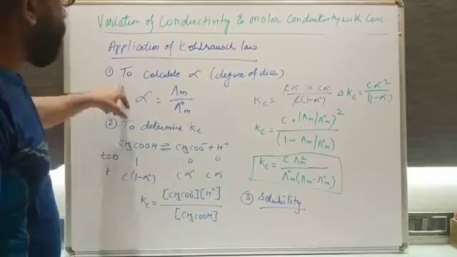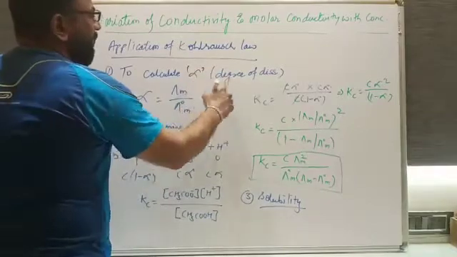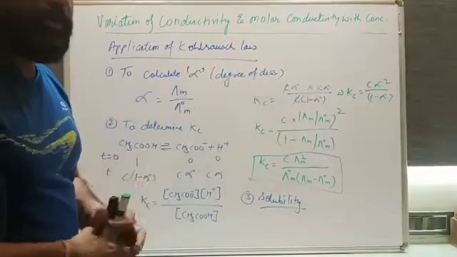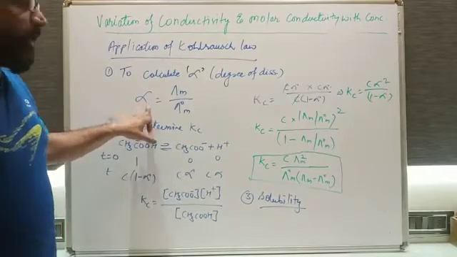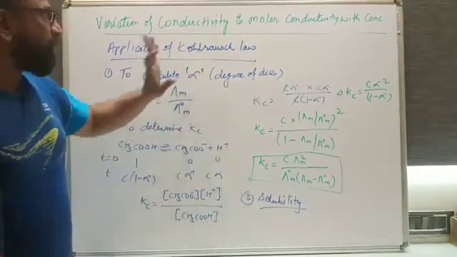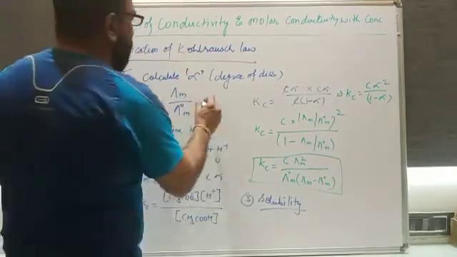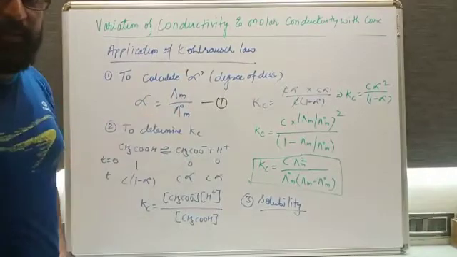The first one is to calculate alpha. Alpha is the degree of dissociation. Degree of dissociation means how much an electrolyte has dissociated. So the formula is alpha equals molar conductivity divided by the limiting molar conductivity. This was given by the Kohlrausch law. This can be taken as equation number 1. By using this formula, we can calculate the degree of dissociation.